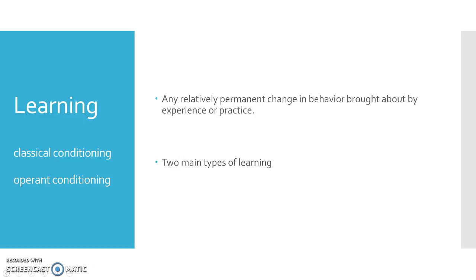First, we need to define learning. What does it mean to learn? Learning is any relative permanent change in behavior brought about by experience or practice. There are two main types of learning: classical conditioning and operant conditioning. These two methods of learning differentiate involuntary reactions and voluntary reactions, and they will be talked about further later on.